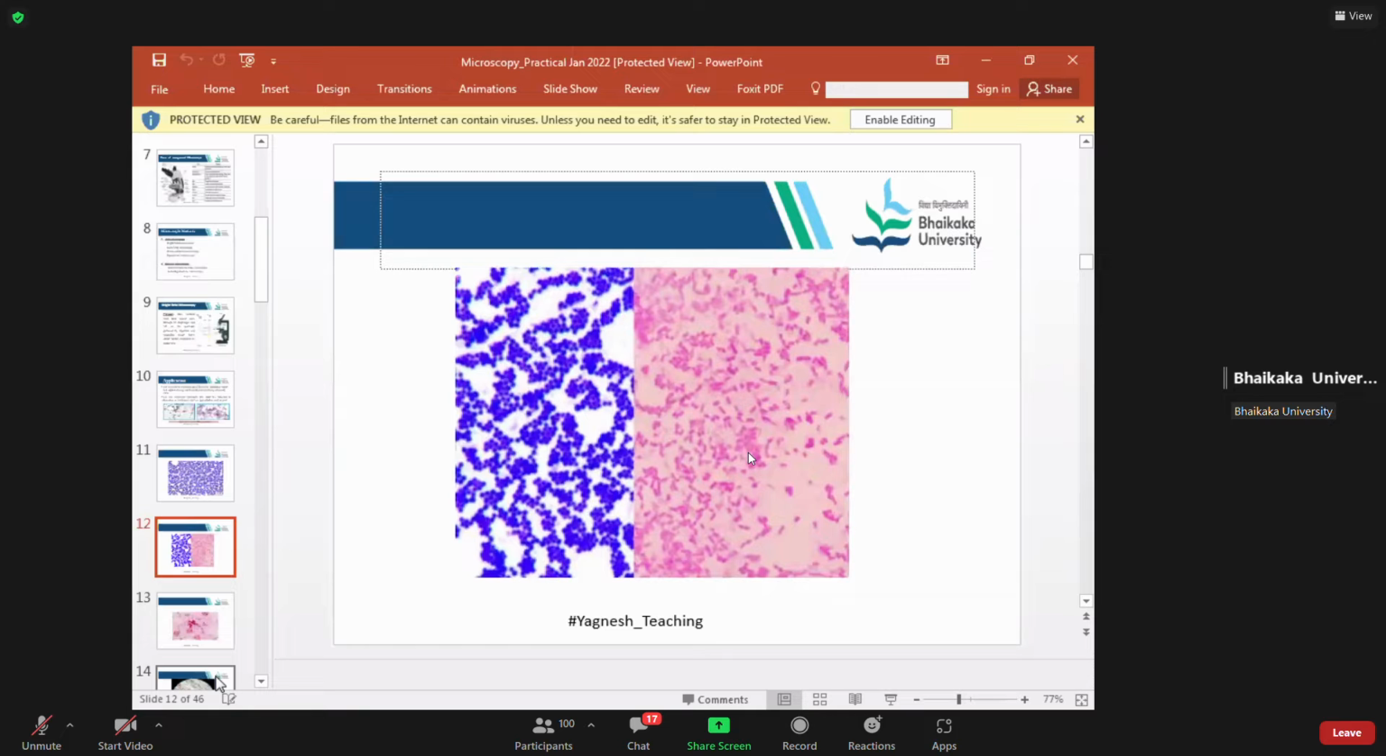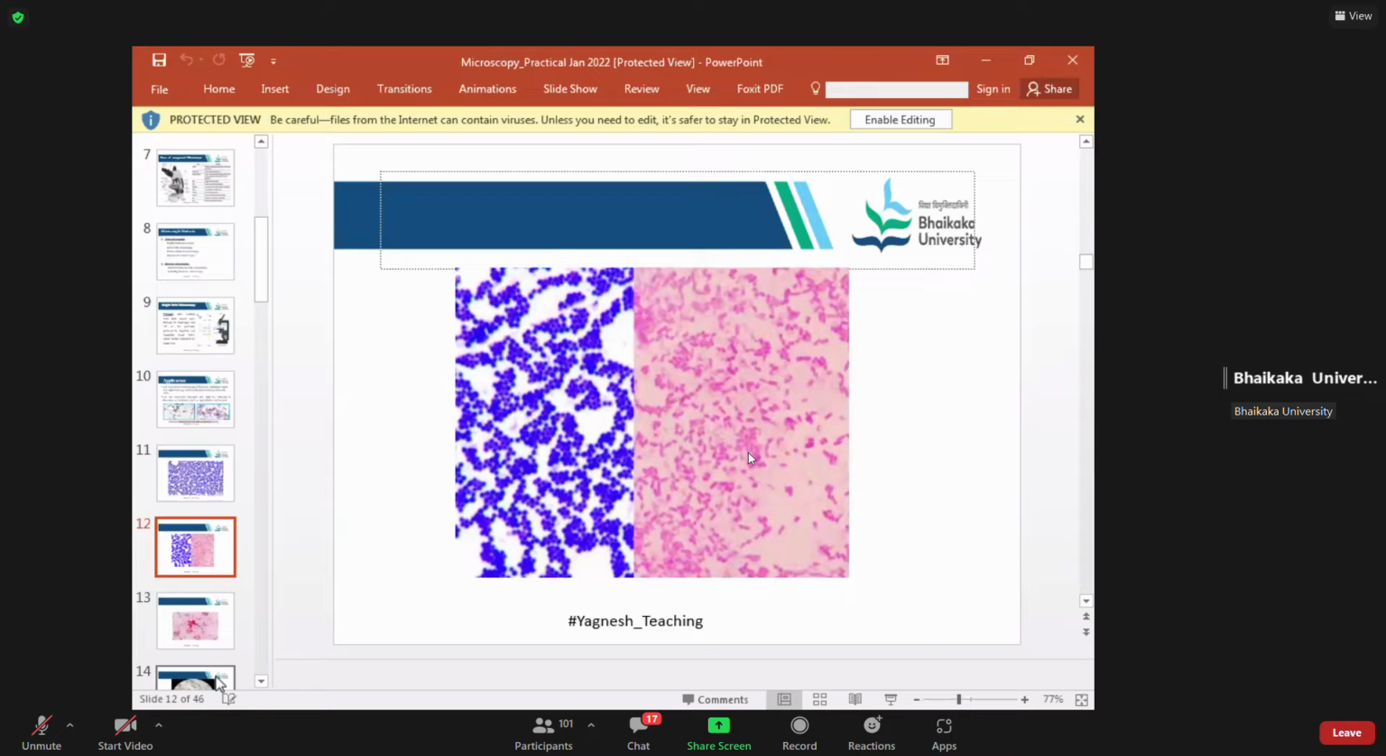While on the right side, the color is orange or pink, so gram-negative bacilli are seen. Bacilli means they are rod-shaped. Cocci means they are rounded. So you can write like this: first statement, gram-positive cocci in clusters are seen. Second statement, gram-negative bacilli are seen.